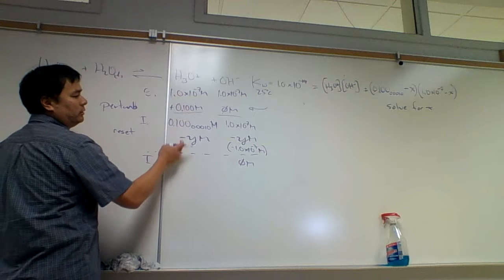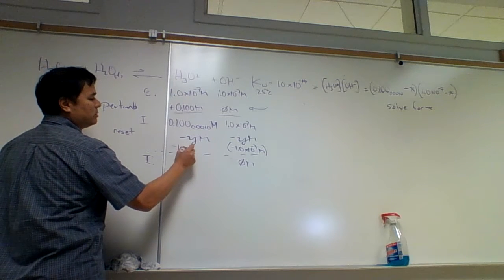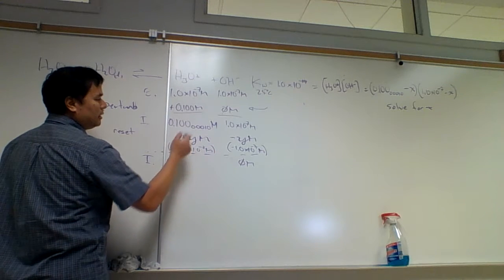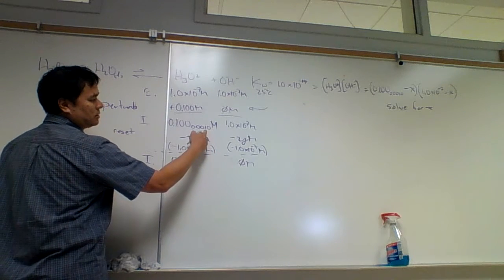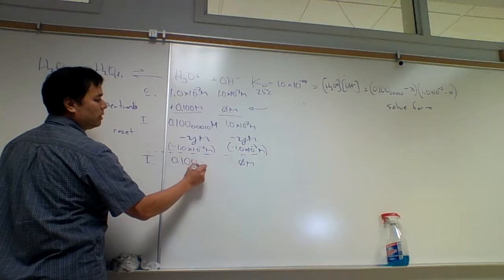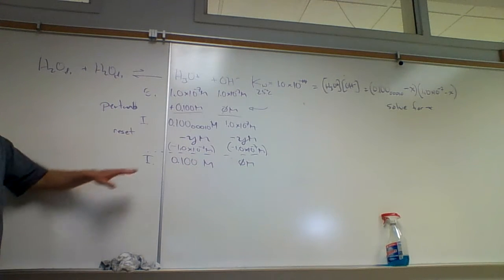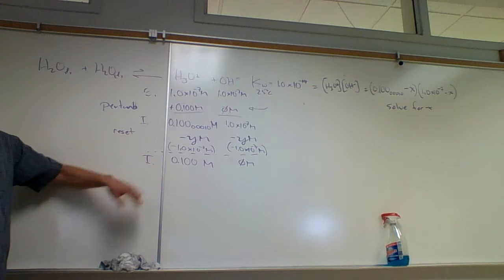Okay, and then we do the same thing here. We subtract 1.0 times 10 to the minus 7 molar here. Well, that's this digit here, so we're back down to 0.100 molar. And so here are our initial conditions. I reset this, and now I have this.